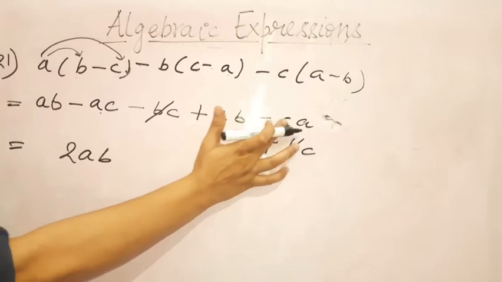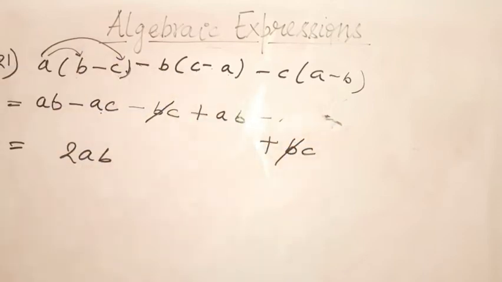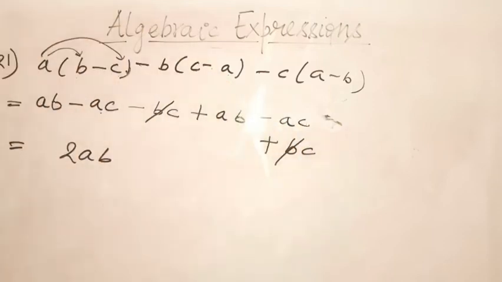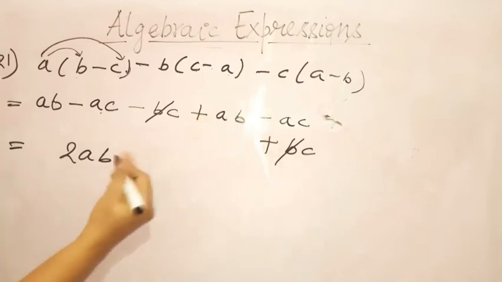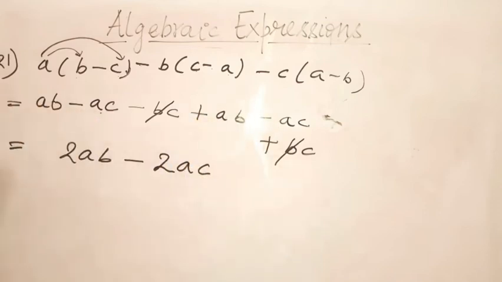Since it is minus ca, but I have already told you whenever you are writing algebraic expressions, they should be in alphabetical order. So here it will be minus ac. Now minus ac minus ac, the sign of the negative number will be applied, the negative sign will be there. So now here it will be 2ab minus 2ac. That is the final answer.